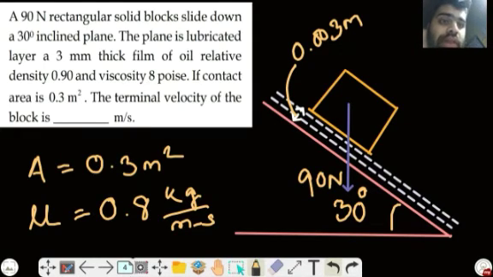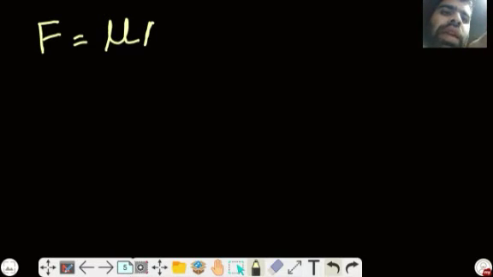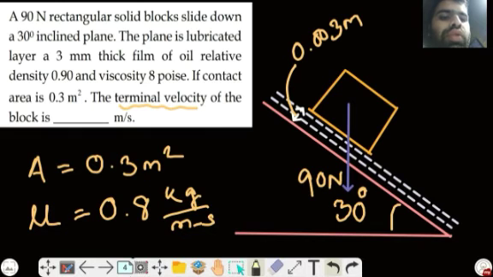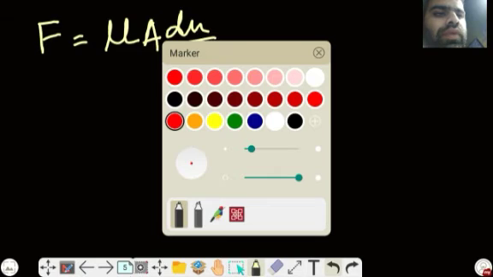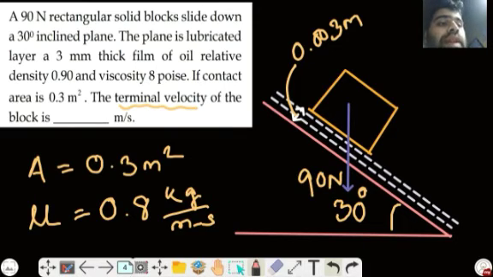The question has asked the terminal velocity. So what do we know about the terminal velocity? One thing, that is Newton's law of viscosity. That's simple. F is equal to mu A du by dy. Any doubt? I hope there will be no doubt. So this F, what is this F? This is the force that is parallel to the surface.